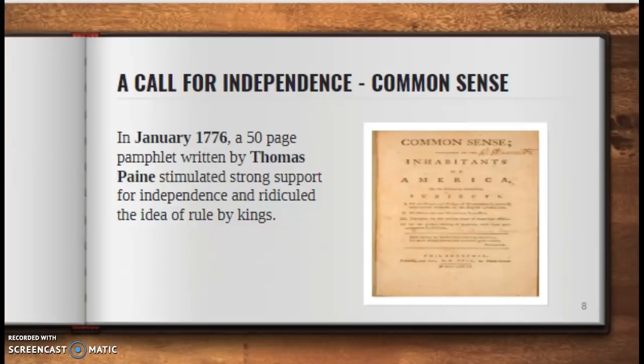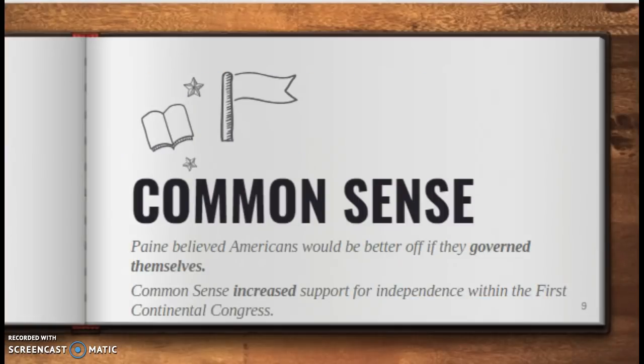Paine stated in Common Sense that the system of monarchy in countries such as Britain was not fair. He said that the people, not kings and queens, should make the laws. He believed essentially that the people were able to govern themselves. And this is a direct quote from him where he says, "A government of our own is our natural right."